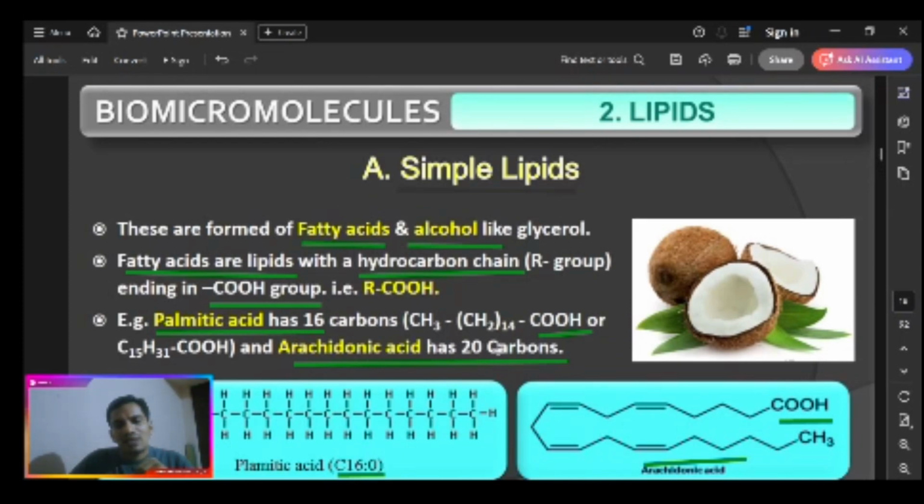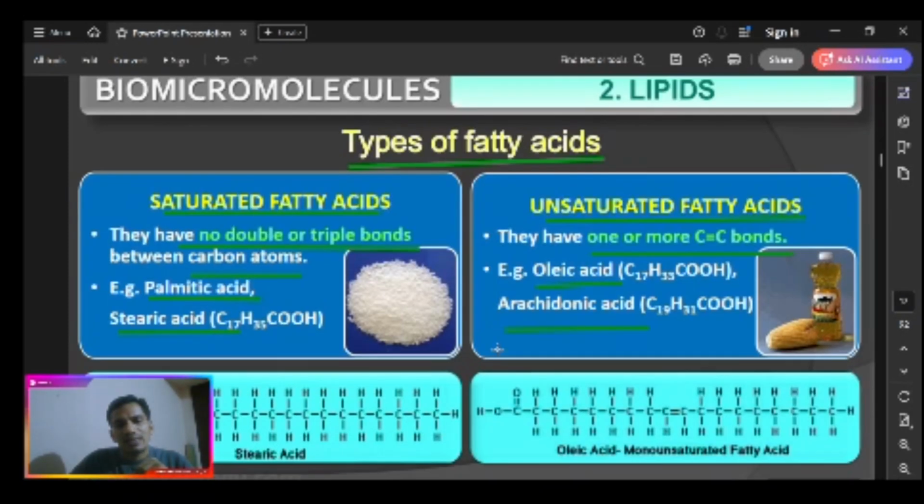See, palmitic acid is saturated. Does it have any double bond? No double bond, no triple bond. But oleic acid and arachidonic acid have one or more double bonds present. Right? C17, here C19. See, this is the stearic acid structure. This is the oleic acid, a monounsaturated fatty acid. They have given examples also.